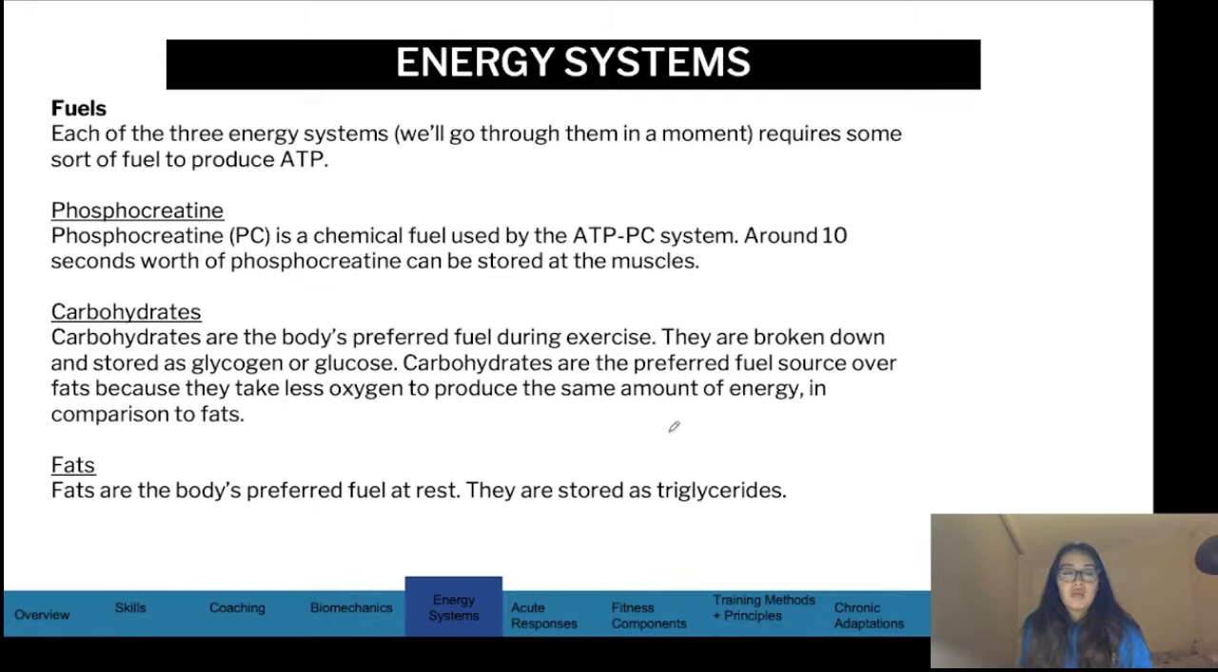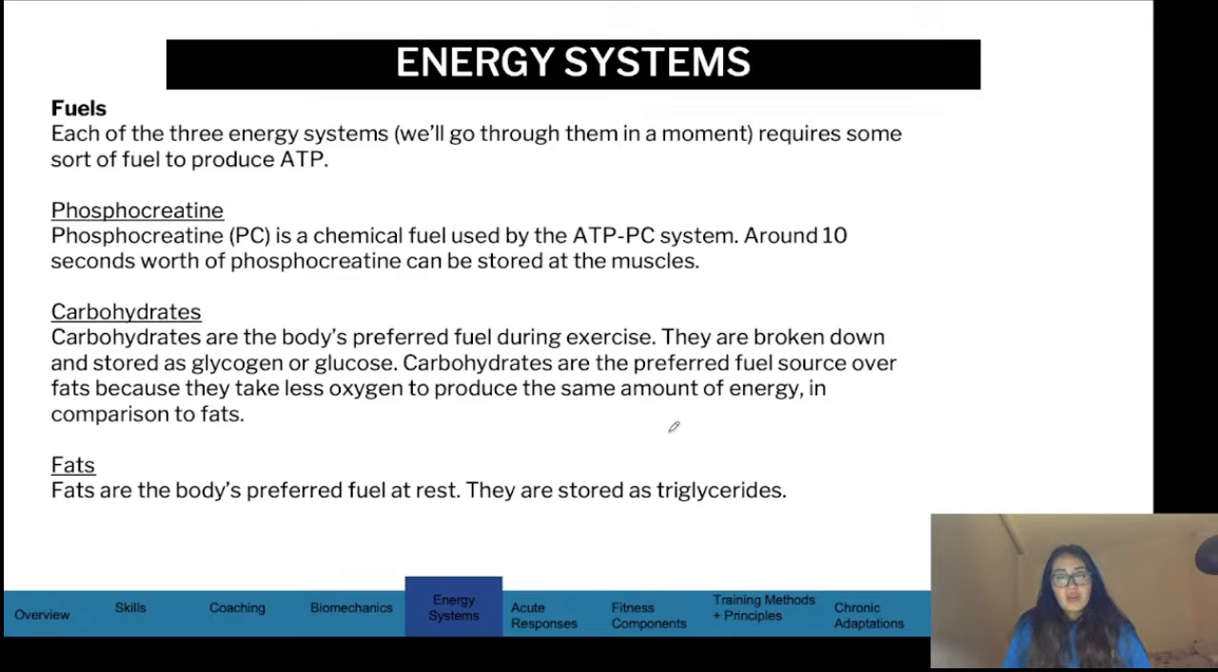Carbohydrates are the body's preferred fuel during exercise. They're broken down and stored as glycogen or glucose. They're the preferred fuel source over fats because they don't require oxygen to produce the same amount of energy. You don't need to use oxygen to break down glycogen, but you can as well. So glycogen or carbs are pretty variable. Yes, we can use oxygen, or no, we can just not use oxygen, that's fine.